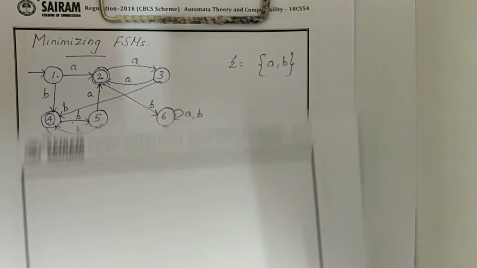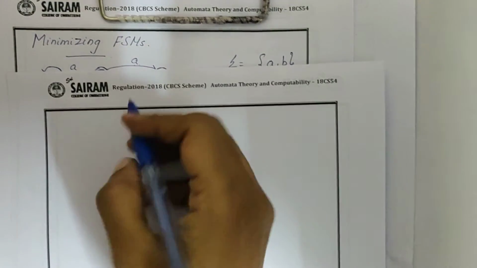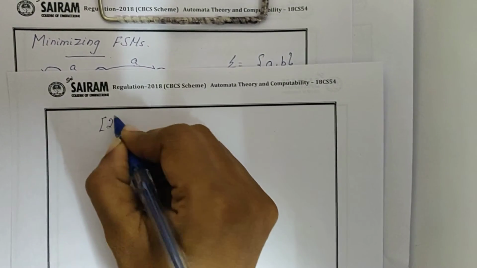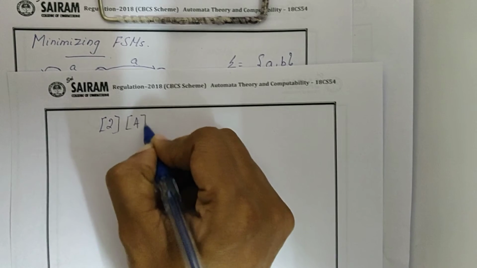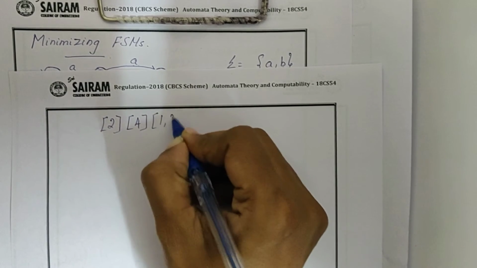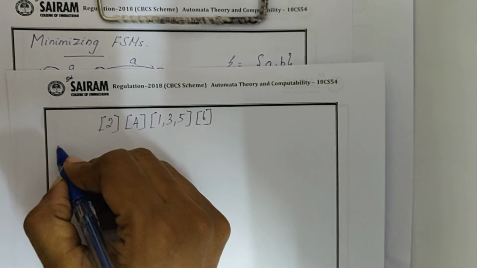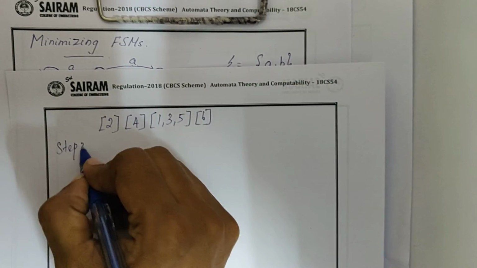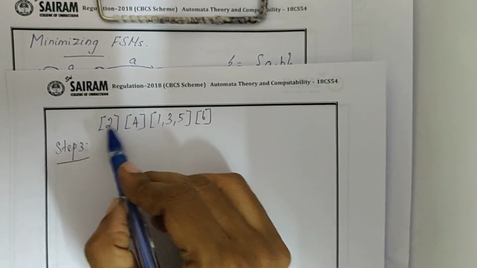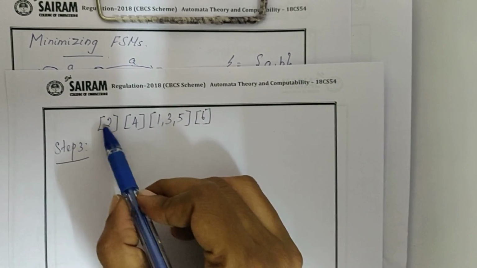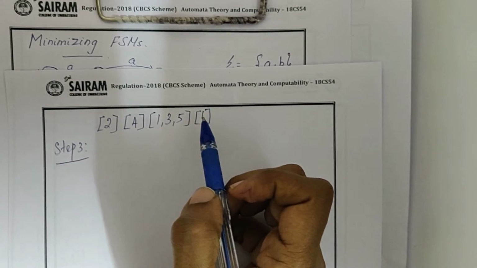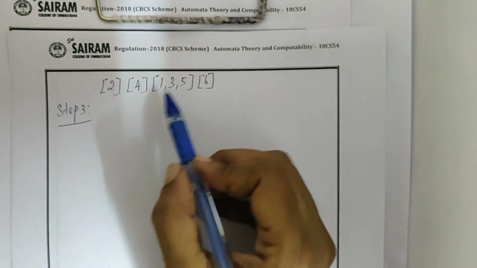My classes are 2, 4, 6 and 1, 3, 5. I'll start my step 3. No need to check these three classes 2, 4 and 6 because it is already split. I have to check only this one.